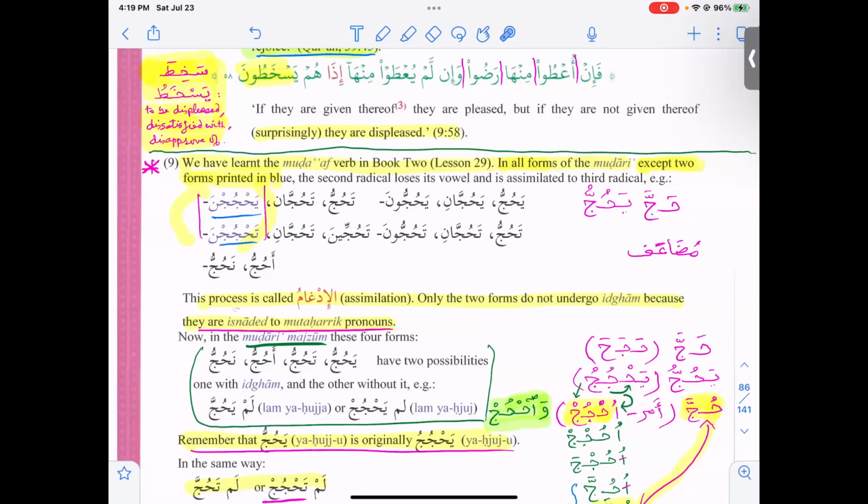Anta tahujju, antuma tahujjani, antum tahujjuna, anti tahujjina, antuma tahujjani, antunna tahjujna. See, hunna yahjujna, antunna tahjujna. Ana ahujju, nahnu nahujju. You got some idea, inshallah. This process is called idgham, assimilation. Only the two forms do not undergo idgham, hunna and antunna.